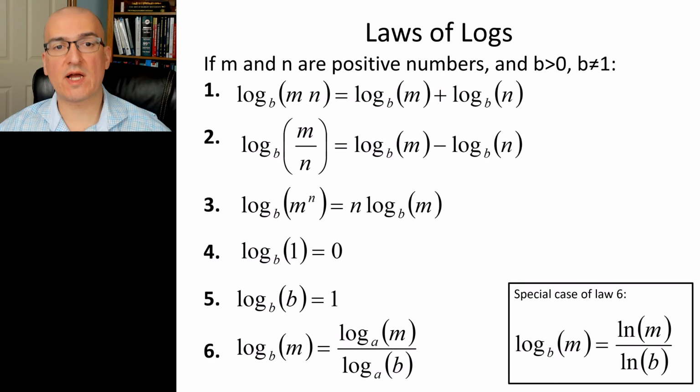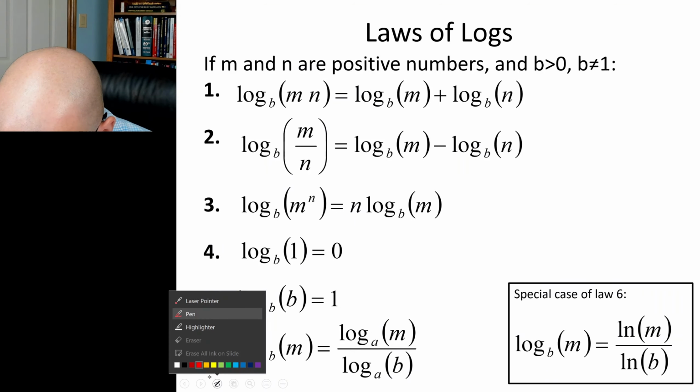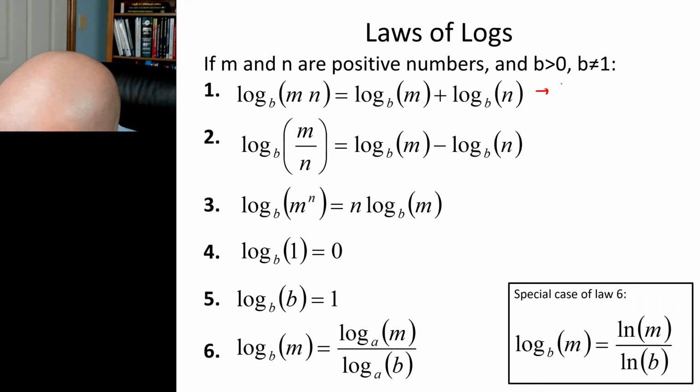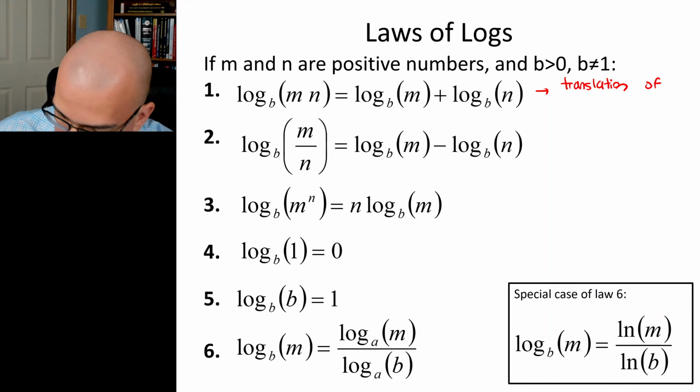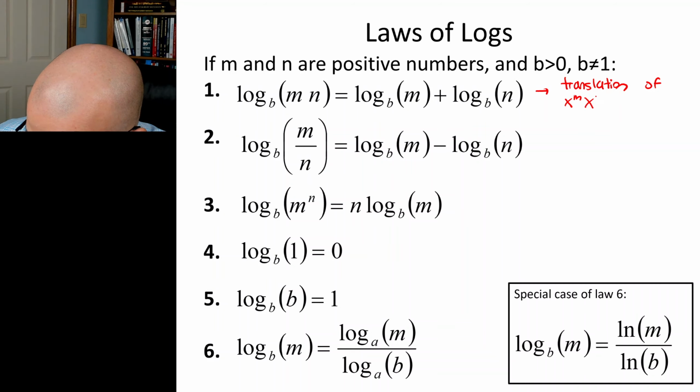Now, where all these come from is they come from the laws of exponents. The first rule is that the translation into log language of x to the m times x to the n is x to the m plus n.